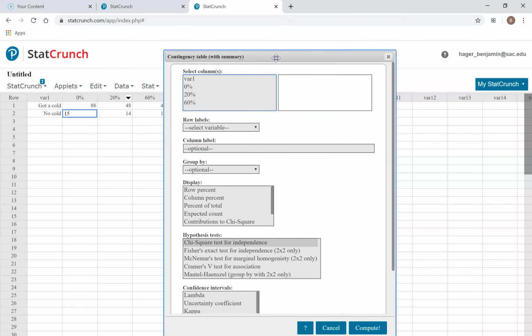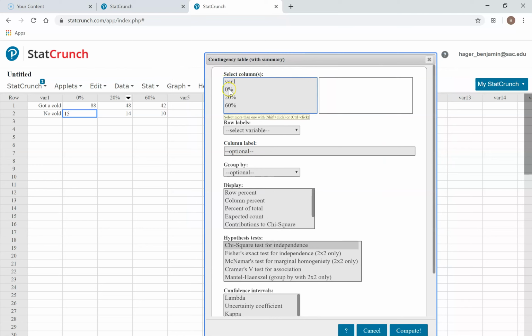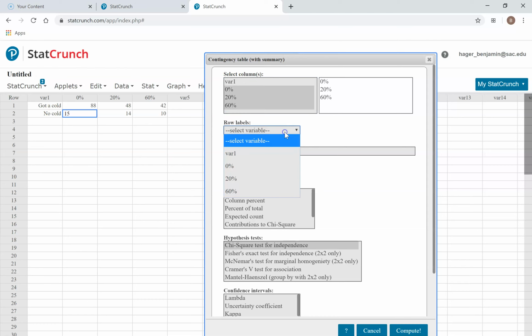All right, so it wants to know what columns my data is contained in. My data is contained in the 0%, 20%, and 60% columns, so I'm going to say those are the columns that contain my data. And then it's asking, what column contains the labeling for the rows? The row labels can be found in the column called variable 1. I didn't change that name, but that's where I put the labels for each row.